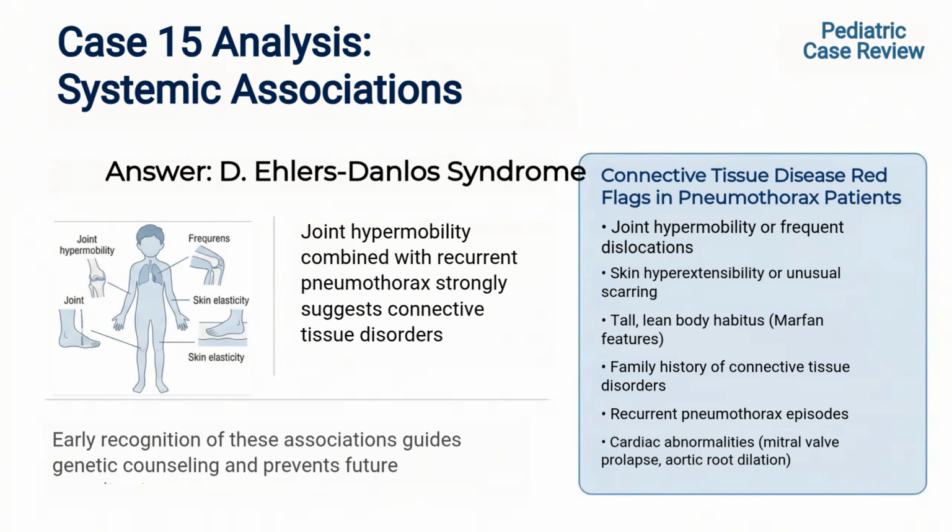Red flags for connective tissue disease in pneumothorax patients include joint hypermobility, frequent dislocations, skin hyperextensibility, unusual scarring, tall lean body habitus, and family history of connective tissue disorders. Marfan syndrome typically presents with tall lean habitus, arachnodactyly, and cardiac abnormalities such as aortic root dilation. Early recognition guides genetic counseling and prevents future complications.